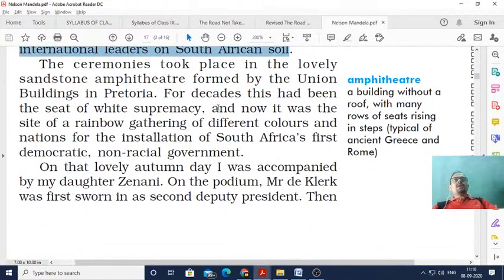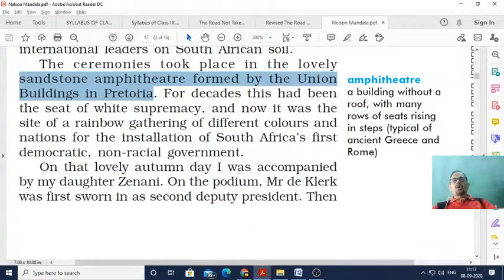The ceremonies took place in the lovely sandstone amphitheatre formed by the Union buildings in Pretoria. Amphitheatre means a building without a roof with many rows of seats rising in steps, like a gallery. You might have seen the gallery in the stadium. You might have gone to Nagpur Stadium and seen rows of steps rising. Likewise in an amphitheatre, a gallery-like sitting arrangement is there.